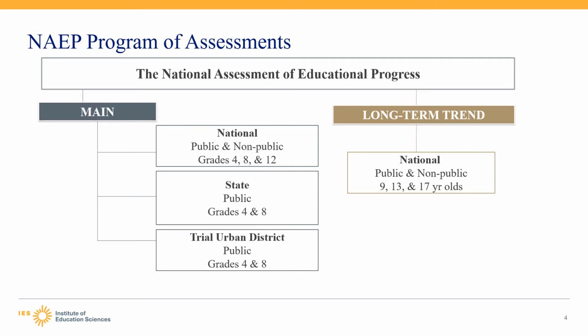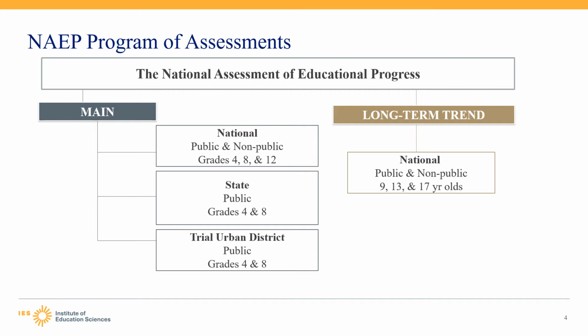The National Assessment of Educational Progress is made of two major assessments, the main NAEP and the long-term trends. The main NAEP is grade-based while the long-term trends is age-based. Let's start with the main NAEP.